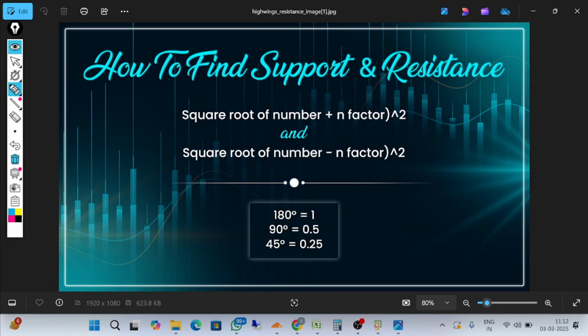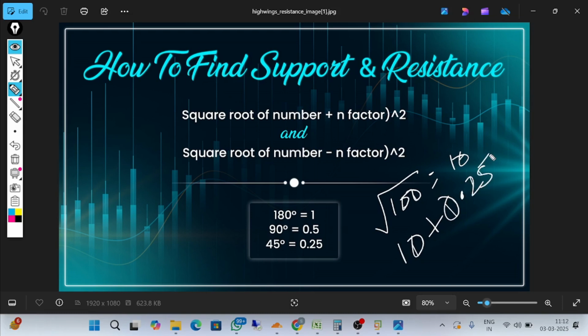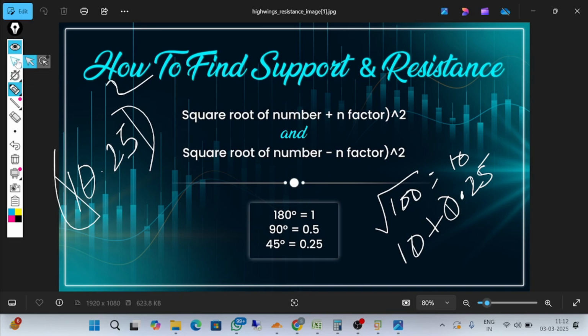So if root 100 is equal to 10, then 10 plus 0.25, if I am making it plus, then it would be a resistance. If I am making it minus, then it would be the support. So 10 plus 0.25 is 10.25, whole square of 10.25. Whatever the answer would be, you can get it with the help of a calculator.